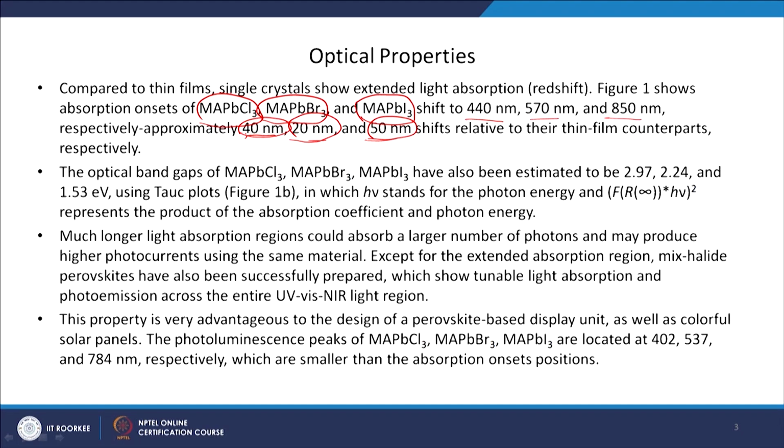This property is very advantageous to the design of perovskite based display units as well as colorful solar panels. The photoluminescence peaks of MaPbCl3, MaPbBr3, MaPbI3 are located at 402, 537 and 784 nanometer respectively, which are smaller than the absorption onset positions. So, for MaPbI3, a commonly used perovskite, the photoluminescence peak happens at 784 nanometer, whereas you remember its absorption onset was around 850 nanometer. So, the photoluminescence peak appears at a lower wavelength than the absorption onset.